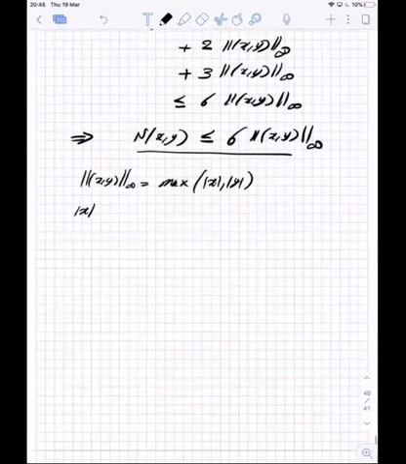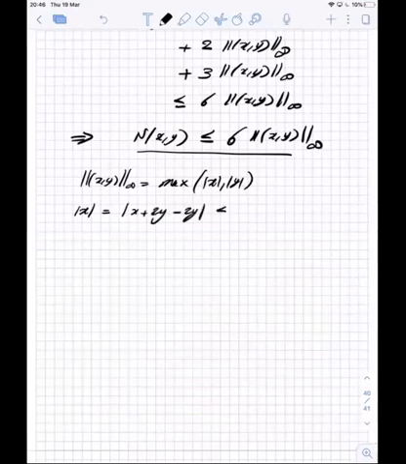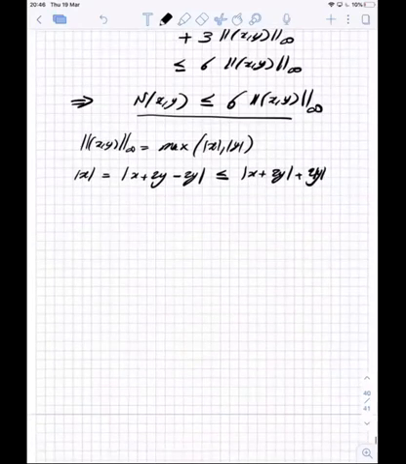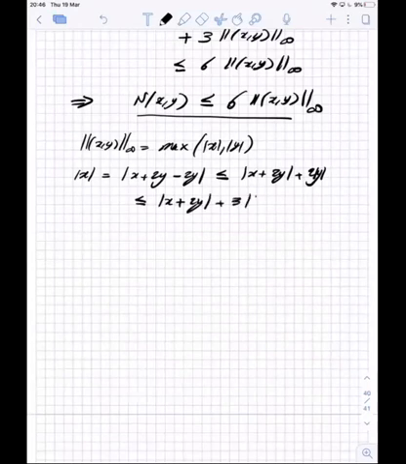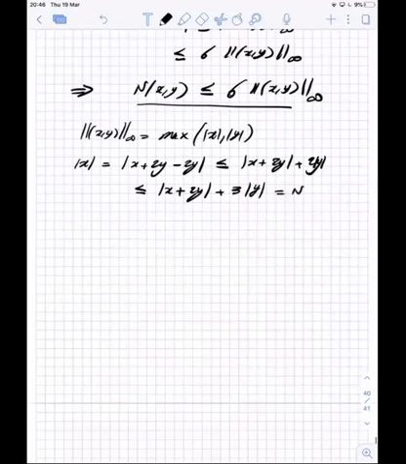So to make this term appear, I have to add and subtract 2y. So x plus 2y minus 2y, and I use the triangle inequality. This is smaller than or equal to x plus 2y in absolute value plus 2 absolute value of y, of course. Now 2 is smaller than 3, so this is smaller than or equal to x plus 2y plus 3 absolute value of y. Here I only used that 2 is smaller than 3, and this is exactly n of xy.